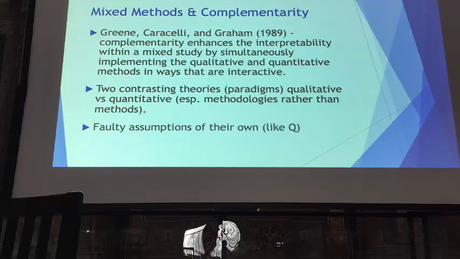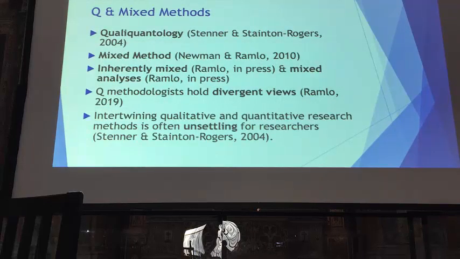Same difference. So when we talk about Q in mixed methods, right? We can go back to 2004 when Paul Stenner and Rex Stainton Rogers wrote about Q and just used this new term because they couldn't find a term they thought was fitting for Q, and they called it qualiquantology, which is a real mouthful, and I've had to practice a number of years to be able to say that out loud. Right? I wrote my first book chapter with my advisor, Isadore Newman, back in 2010. It's a collection of articles related to mixed methods, in a volume edited by Teddlie and Tashakkori.